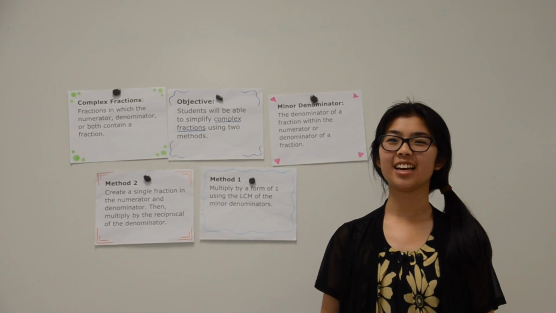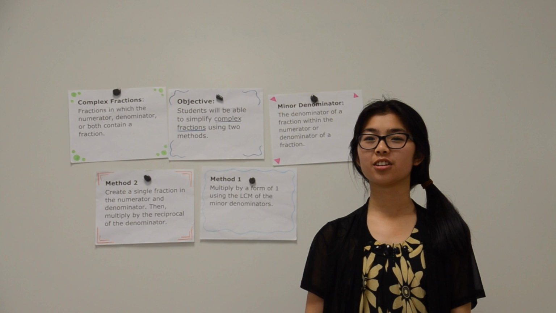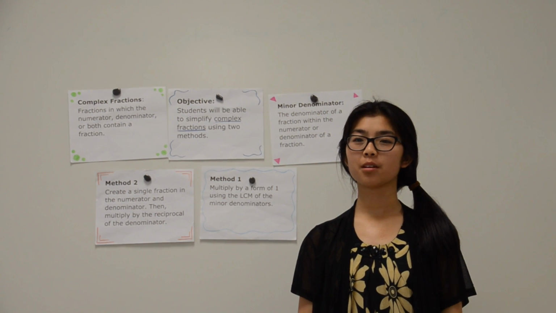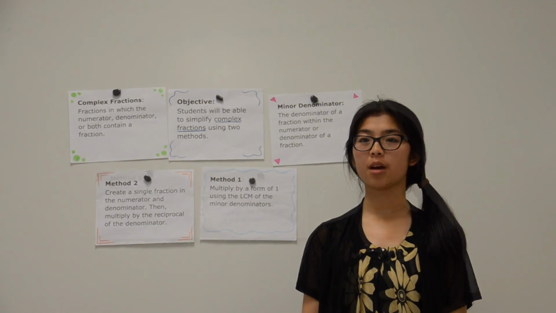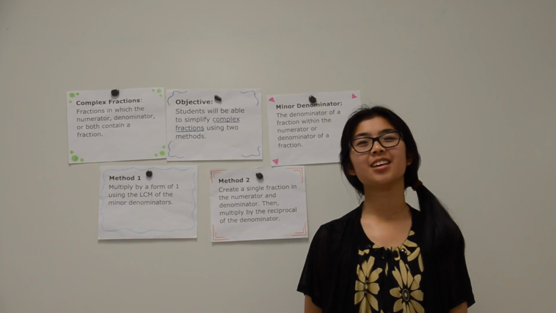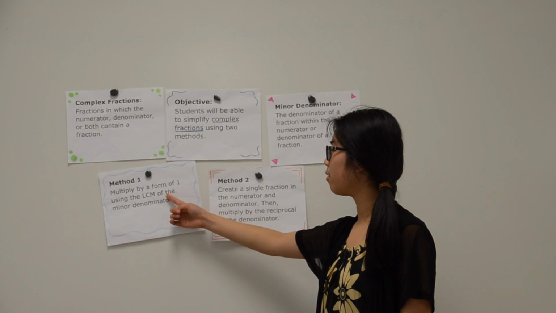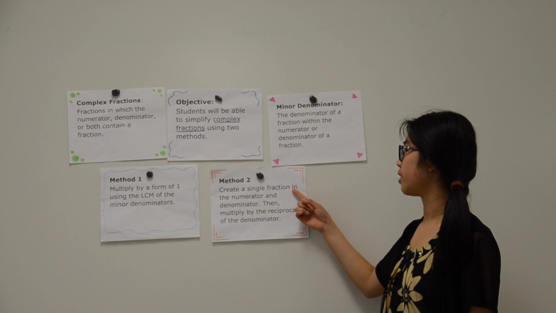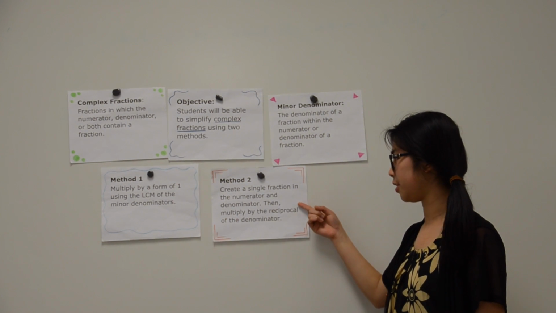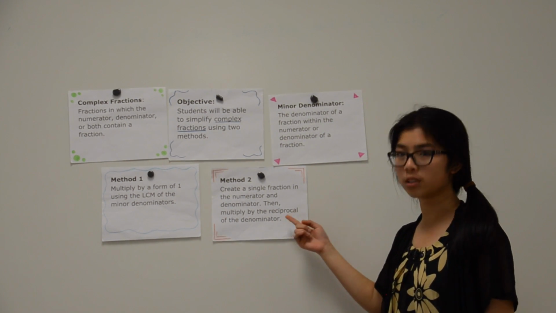We learned a lot today, and now let's summarize. First, you learned that the main goal is to simplify a complex fraction to a single fraction by canceling the minor denominators. You can use two methods. Method 1 is to multiply by a form of 1 using the LCM of the minor denominators. Method 2 is to create a single fraction in the numerator and denominator, then multiply by the reciprocal of the denominator.